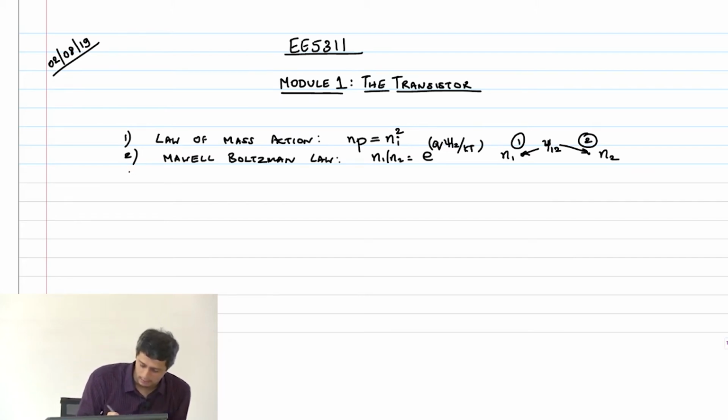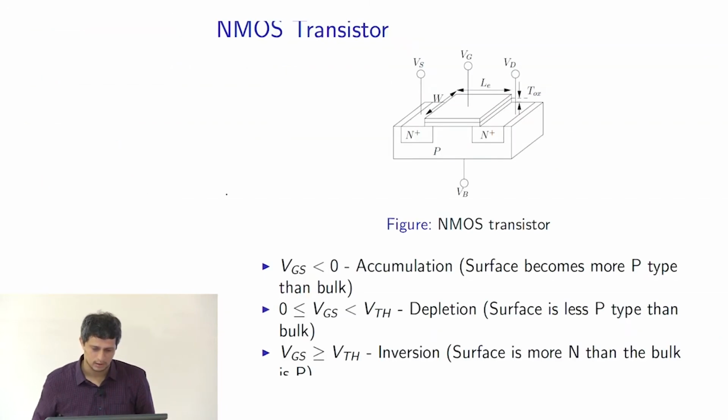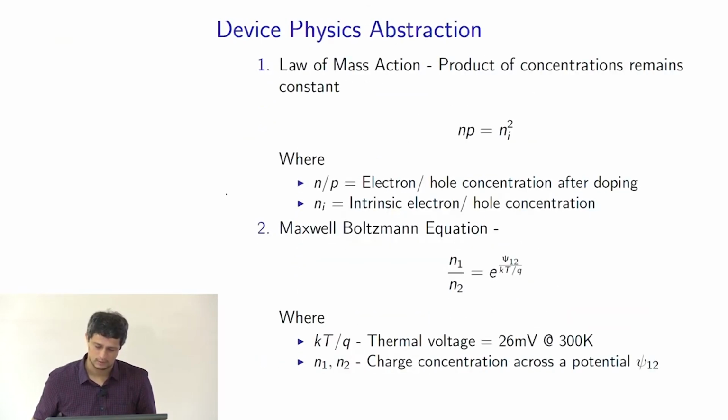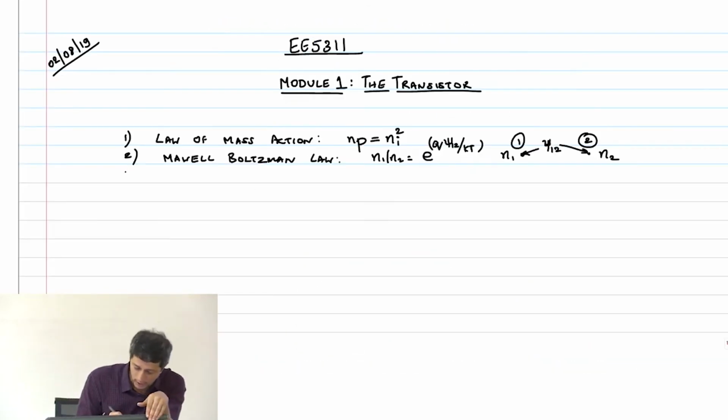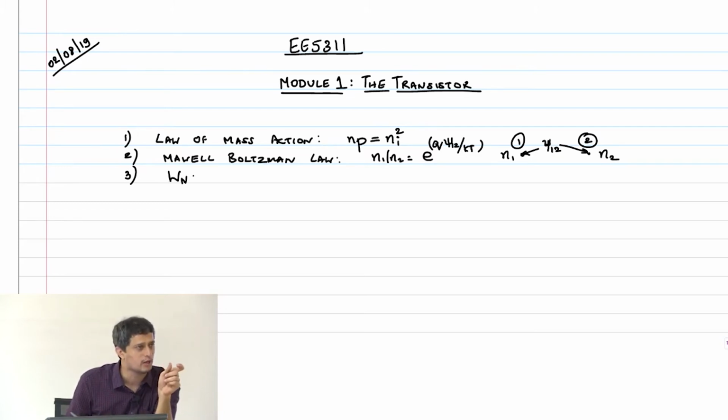Was there any other law that we needed from there? I believe not, just these two. And when I put a PN junction together, WN, the depletion width in the N region, into the donor concentration is equal to WP, the depletion width in the P region, into the acceptor concentration.